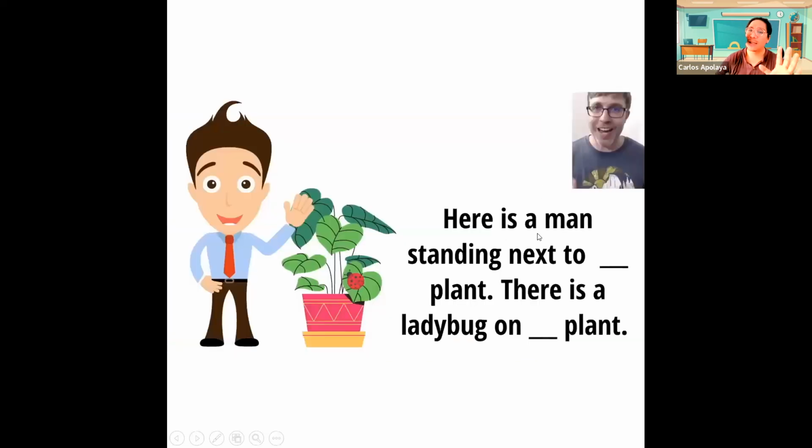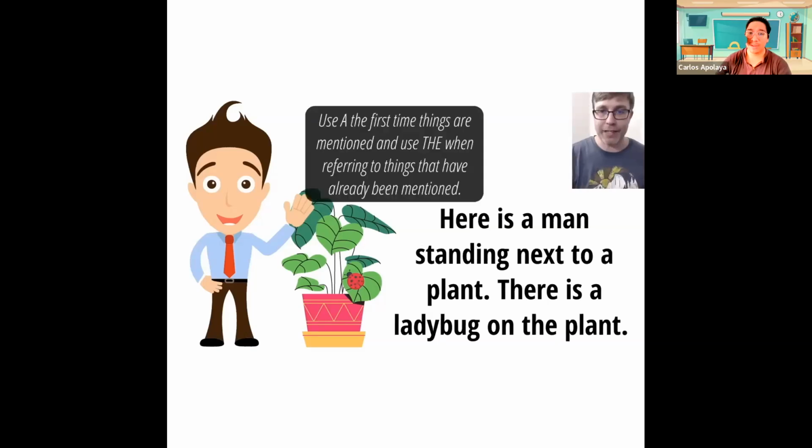Now, here is a man standing next to land. There is a ladybug on the plant. The first one is "that"? To a plant. And there is a ladybug on that plant? On the plant, of course.